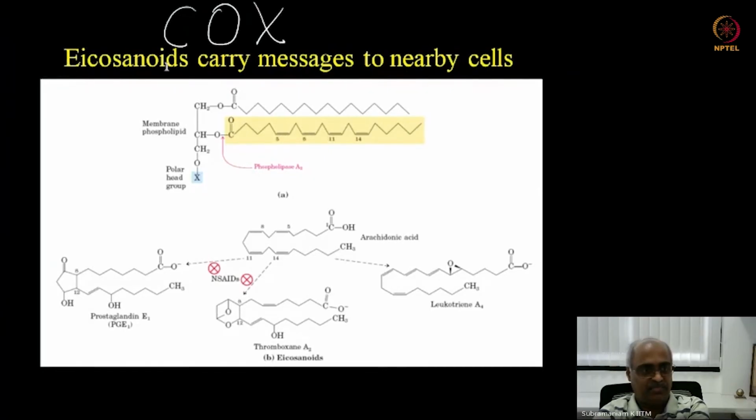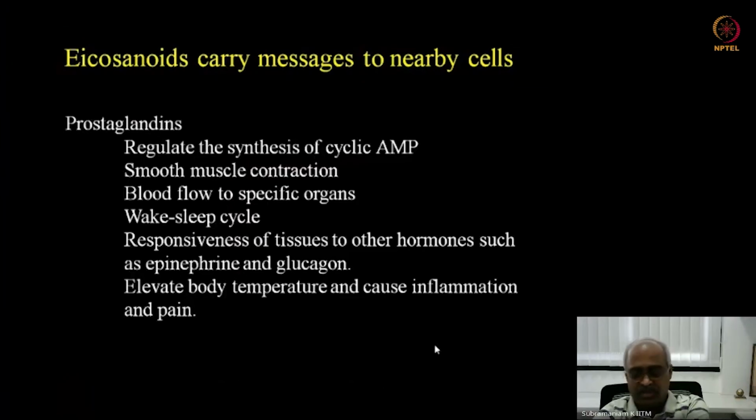So these are 3 molecules produced from this 20 carbon fatty acid. That's where the name comes from: eicosanoids. Eico standing for 20 carbon. Okay, deca means 10 and eico is 20. So these 3 together are called eicosanoids. Now let us look at individually each one of these 3, what they actually do, and probably will stop there today. So prostaglandins, they regulate the synthesis of cyclic AMP.